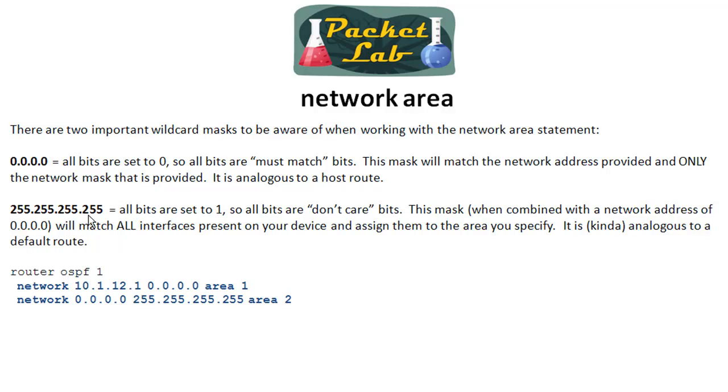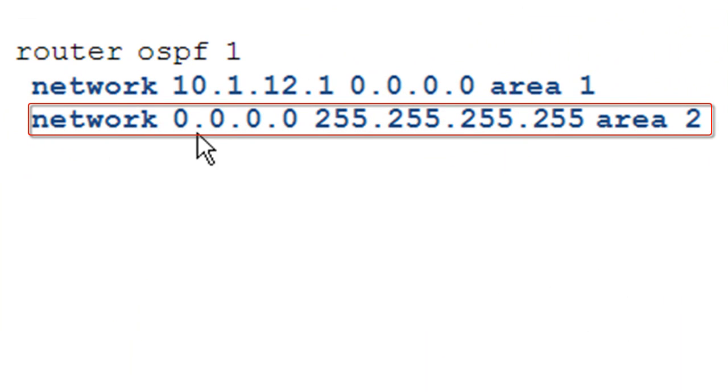The second is the quad 255s, and as you can figure out, these are the don't care bits, which means that, well, I said well because there's going to be another slide that tells you why this shouldn't necessarily be true, but when combined with the network address of quad zeros, it's going to match all interfaces, no matter what it is, all IPv4 interfaces on your device. And this is kind of analogous to a default route. So here we're saying any network. Any quad zeros matched with the quad 255s for your wildcard address is going to match every single IPv4 interface, and it's going to assign it to area 2.